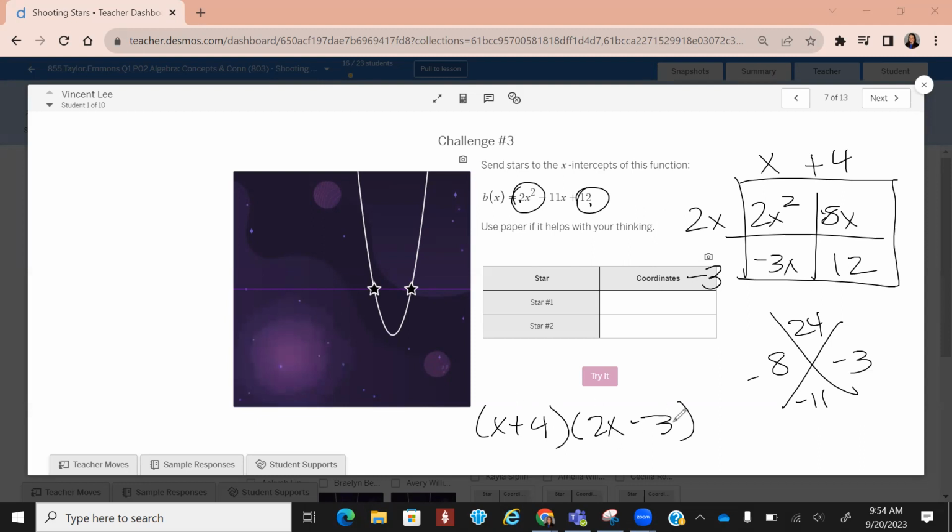How do we solve for our zeros? Opposite, or we're going to set it equal to 0, right? So that's going to be x equals -4. So we're going to have -4 comma 0. And this one's a little tricky. We're going to move that 3 to the other side and divide by 2. You literally write it as a fraction.